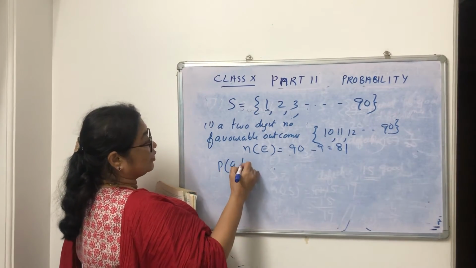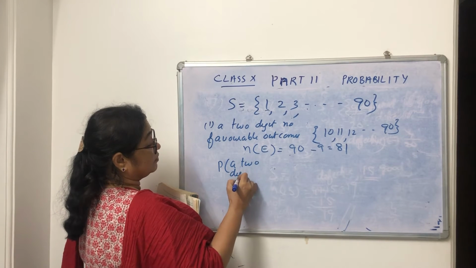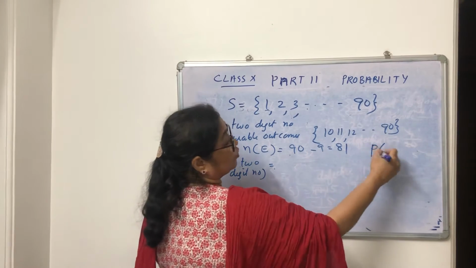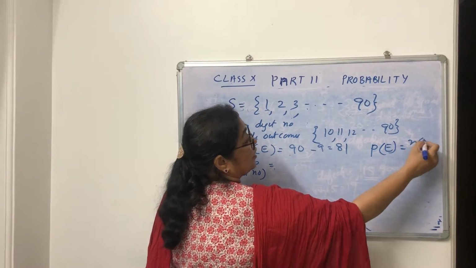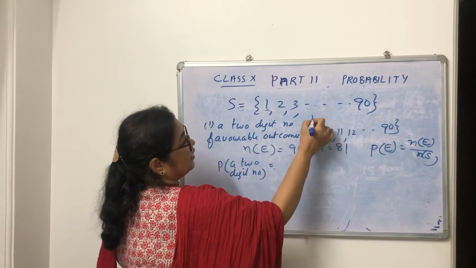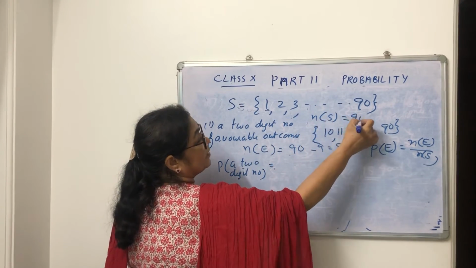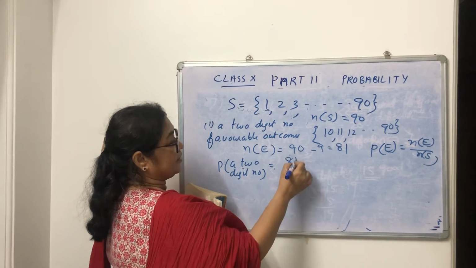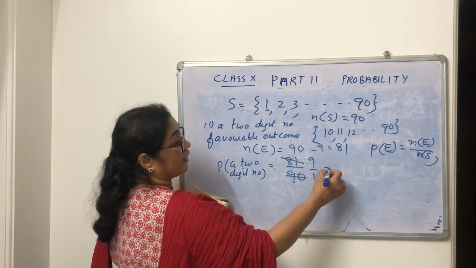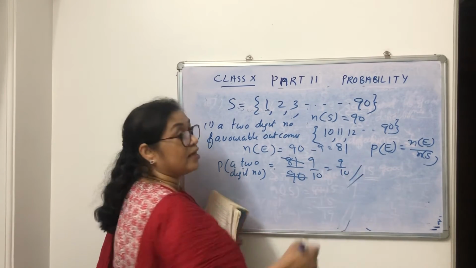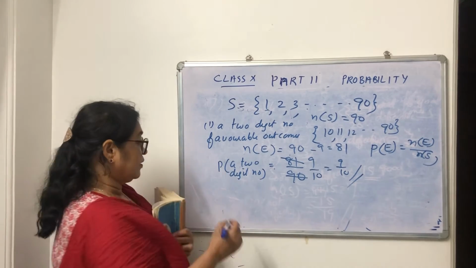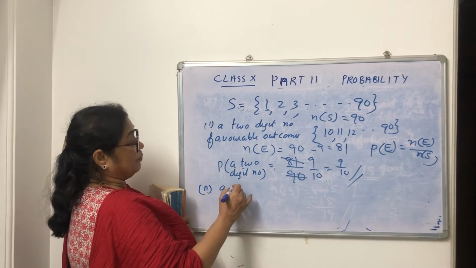So P of a 2-digit number is P equal to NE by NS. Here the sample space is 90, so NS is equal to 90. 81 by 90, that is 9 by 10. The probability of a 2-digit number is 9 by 10. Second part, a perfect square.